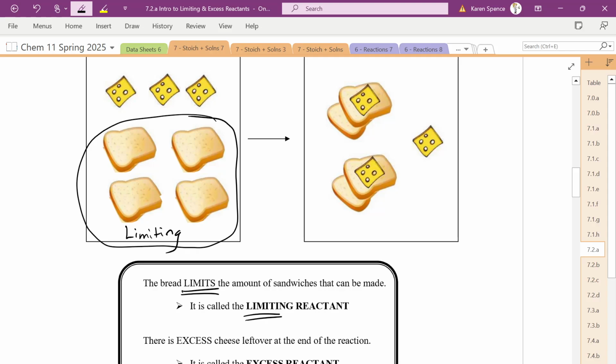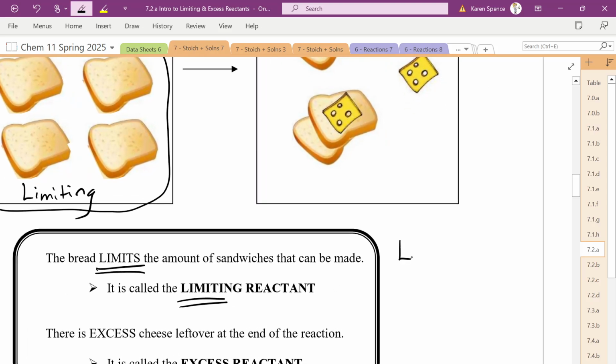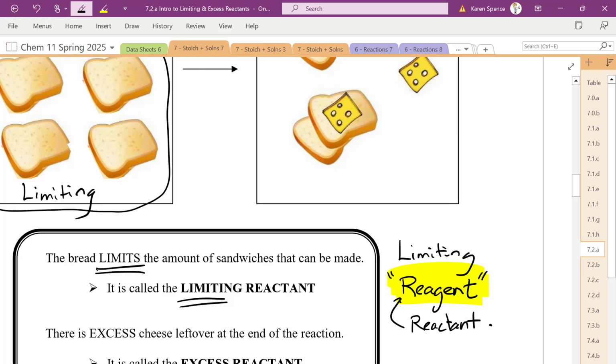And just so you know, the limiting reactant can also be called the limiting reagent. A reagent is just something that reacts. So it is a reactant, but you should be familiar with that term so that if you see it, you don't get freaked out by it. Okay, so a reagent is just a reactant. And we are going to refer to this so often that I'm going to start abbreviating it LR. So our limiting reactant is abbreviated LR.